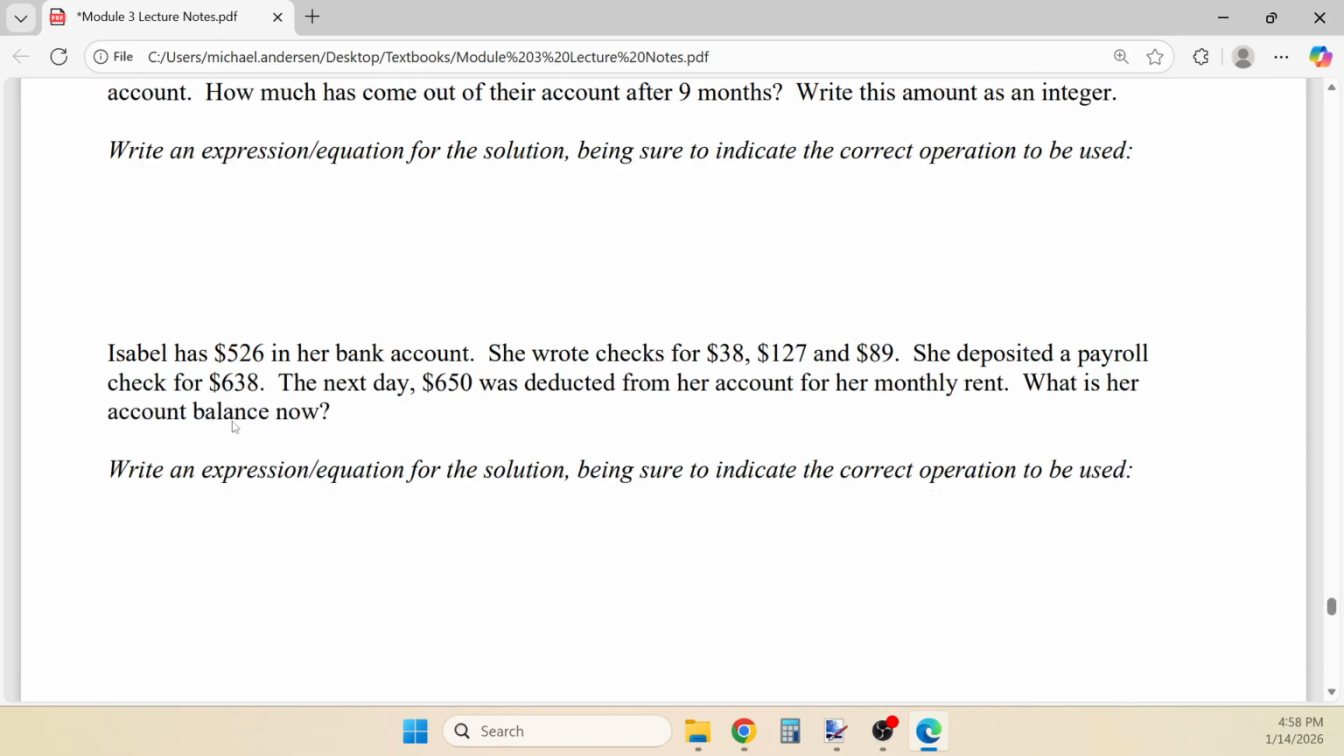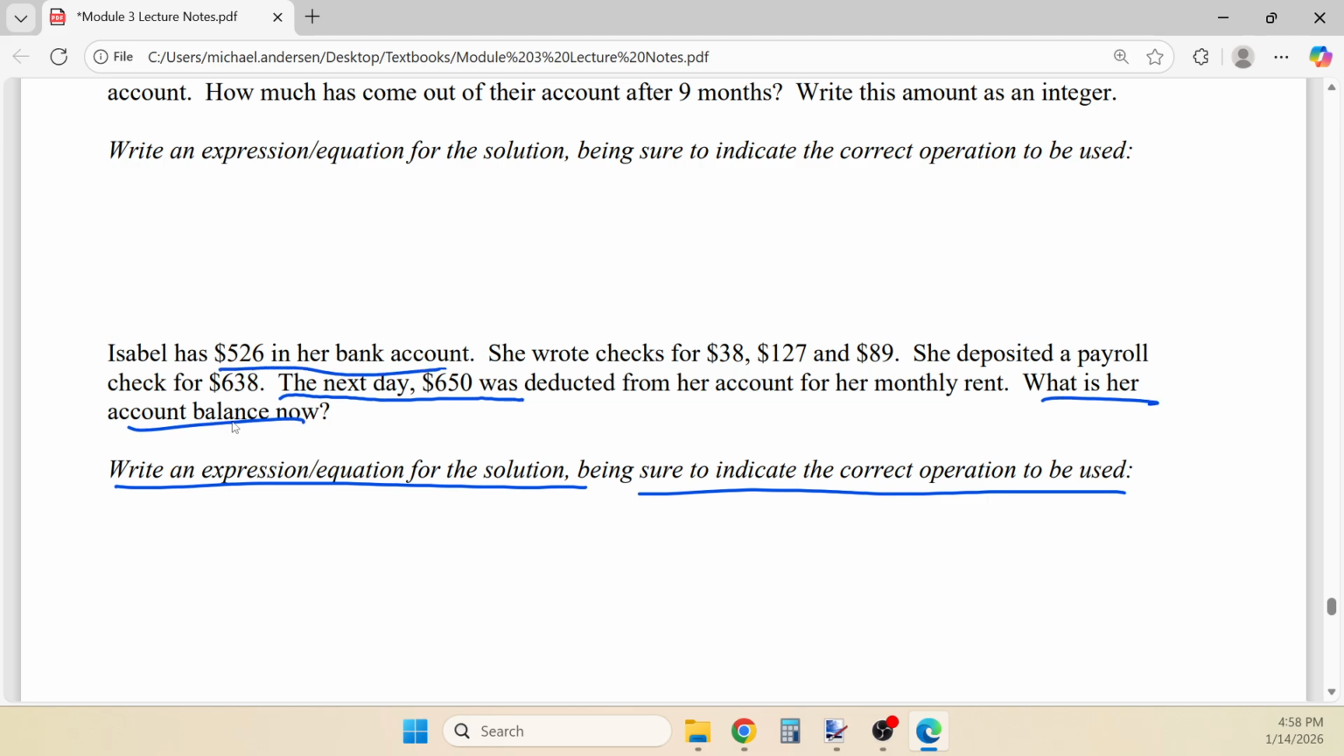Let's do this one. Write an expression for the solution. Indicate the correct operation. So, the next day, what is her balance? Isabel has this much in her account. She wrote checks for this amount. Checks are money that goes out of the account, so we were subtracting. She deposited a payroll check for $638. That's positive because she's being paid it.